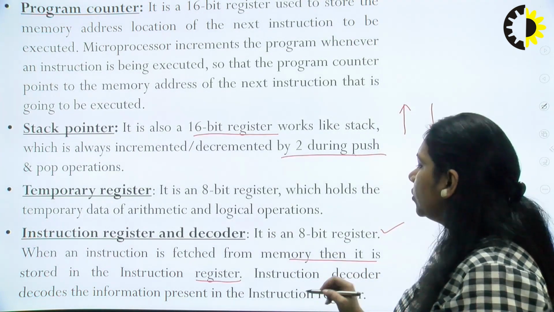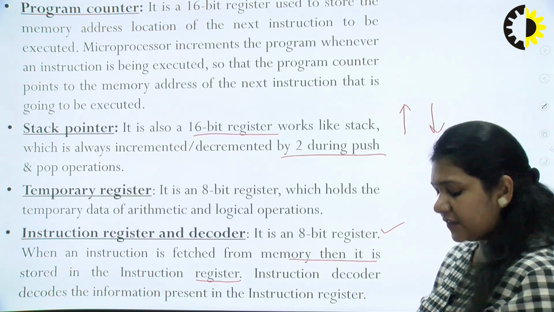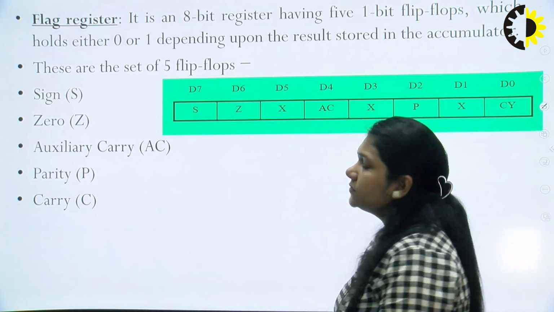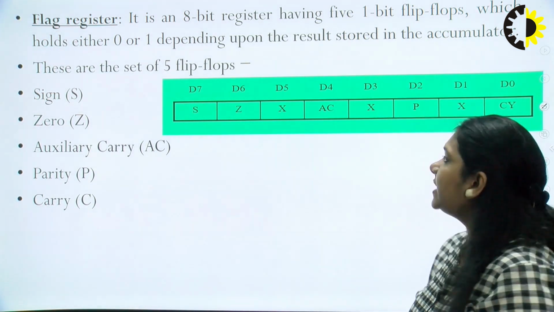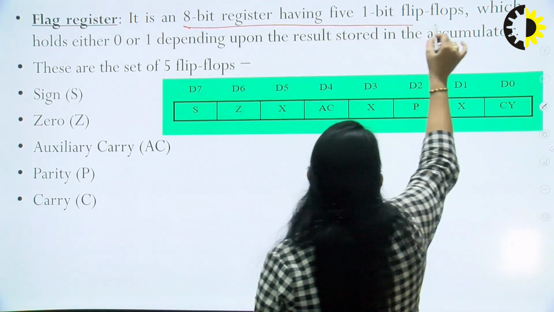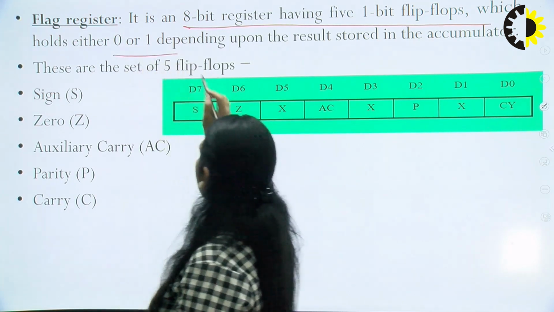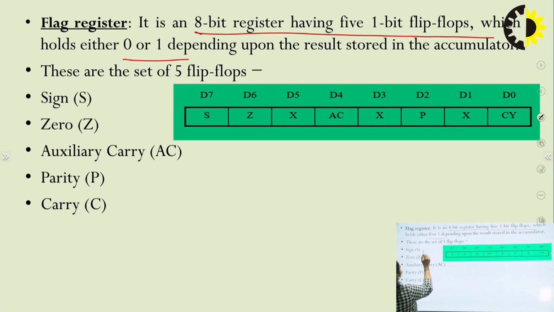An instruction decoder decodes the information present in the instruction register and passes it to the ALU. So these are the flag registers which we were talking about. Here we have 5 flags. It is an 8-bit register, and we have 5 1-bit flip-flops. Each will either hold 0 or 1. The different flags are sign flag, zero flag, auxiliary carry flag, parity and carry.